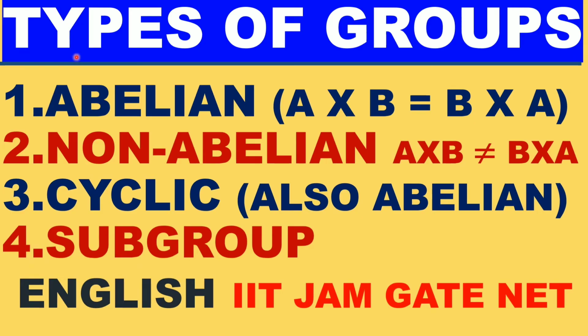Good morning. Let us study today types of groups. There are three types of groups: abelian group, non-abelian group, and cyclic group, which is also abelian, it obeys abelian. And subgroup.